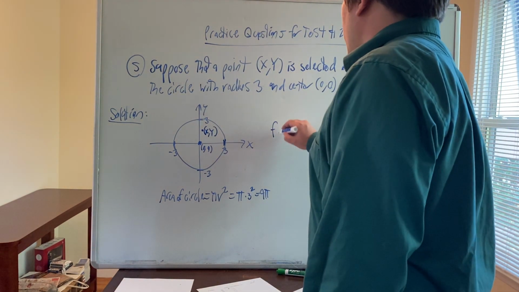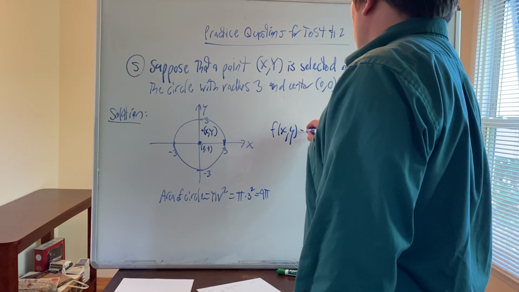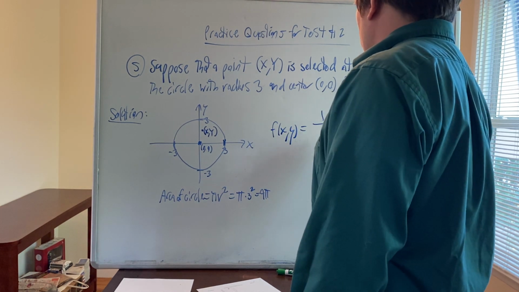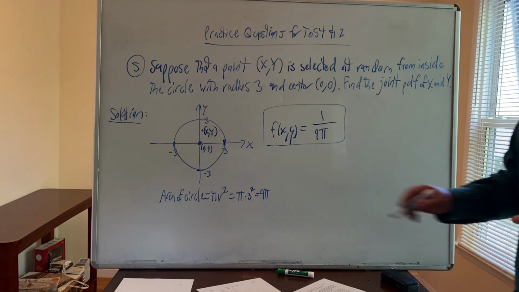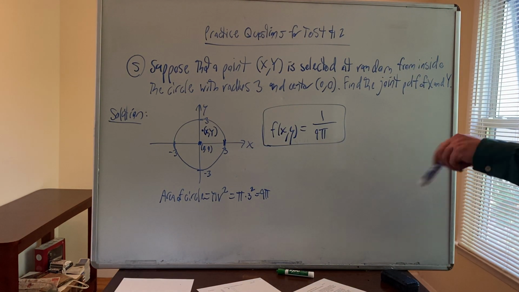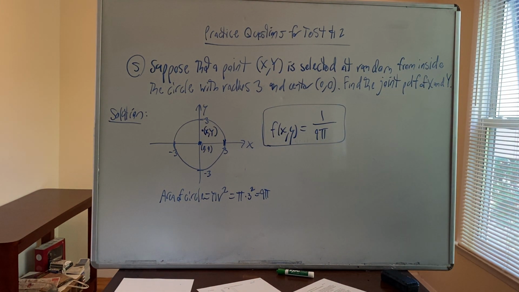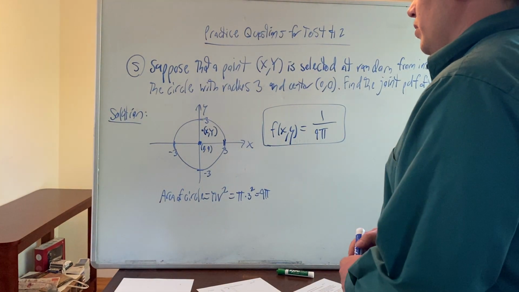And so the joint PDF of x and y, little f of x comma y, is going to be 1 over the area of the circle, which is 9 pi. Okay, so each point is equally likely to be hit in the circle. And so in a sense, you want the probability to add up to 1. And so if the total area is 9 pi, the probability of any one point, it's not the probability of the point, but the PDF of the function is 1 over 9 pi. If you were to sum up the total area of that circle, you would get 1.